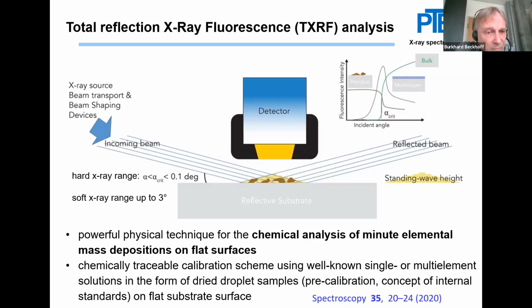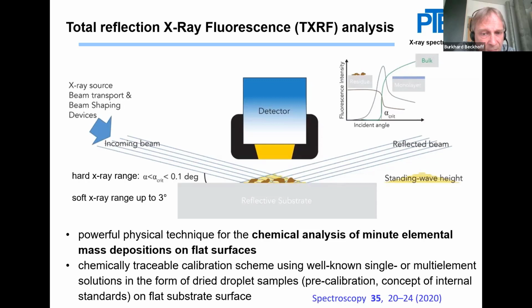So typical angles for the critical angle of total reflection, or external total reflection, are in the hard X-ray range about 0.1 degree. In the soft X-ray range, they can go up to 3 degrees, and I will show you one of, let's say, the programmatic slides regarding works in the soft X-ray range, because you can distinguish the effects more clearly. You all know the different angular responses for surface contamination, layer-type depositions.